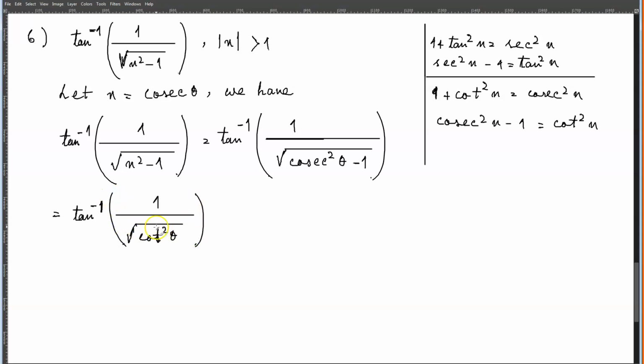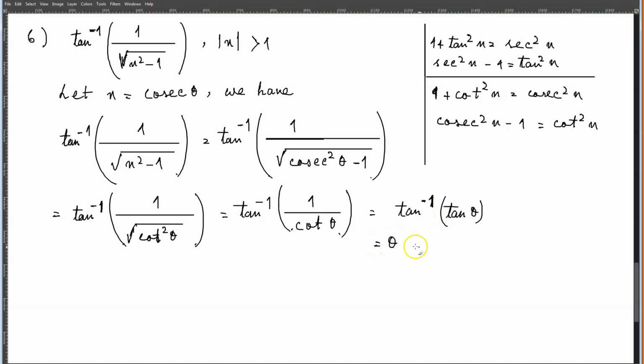And then I can write this as the tan inverse of 1 over cot theta, which is equal to tan inverse of, well, 1 over cot theta is equal to tan theta, right? So tan inverse of tan theta is equal to theta, and here theta would be equal to cosecant inverse of x. So that is cosecant inverse of x.